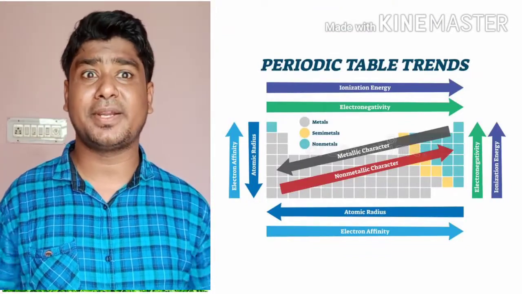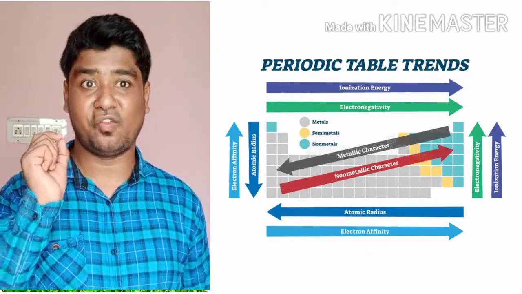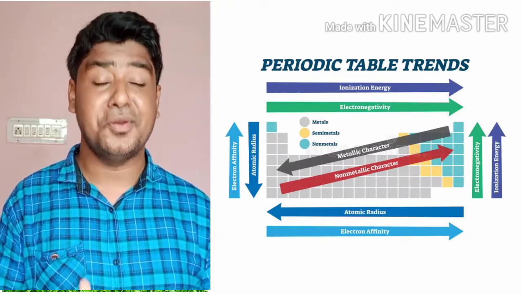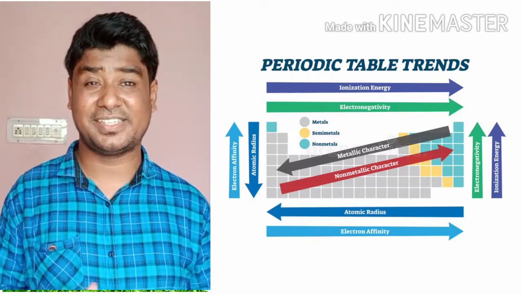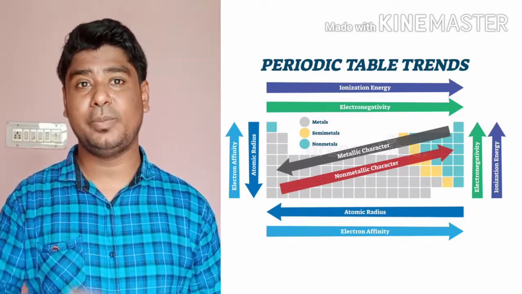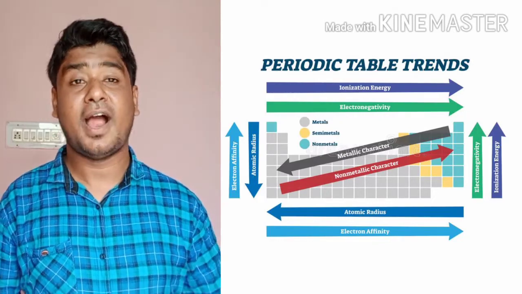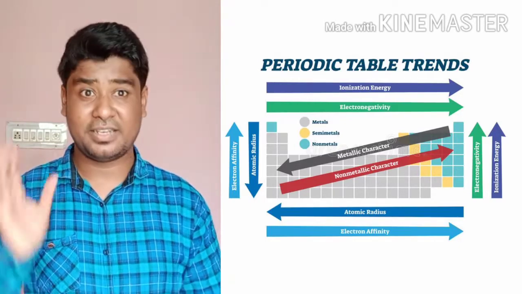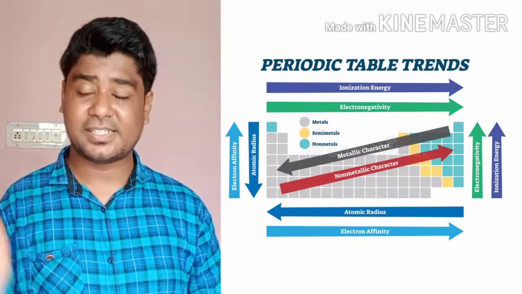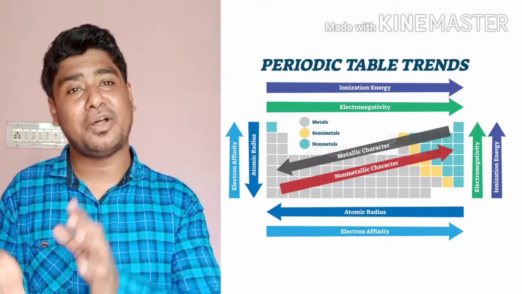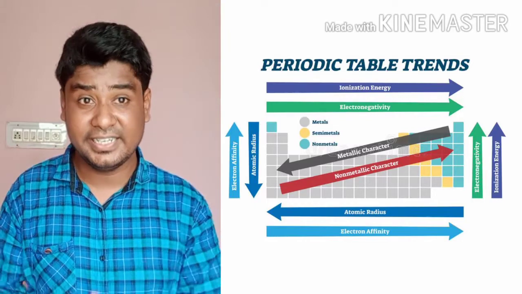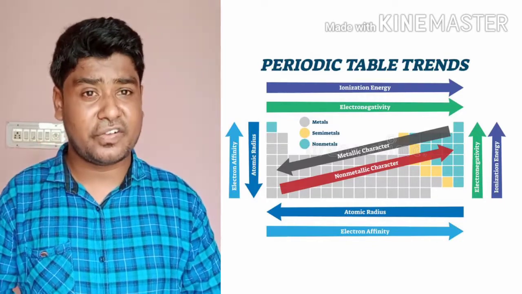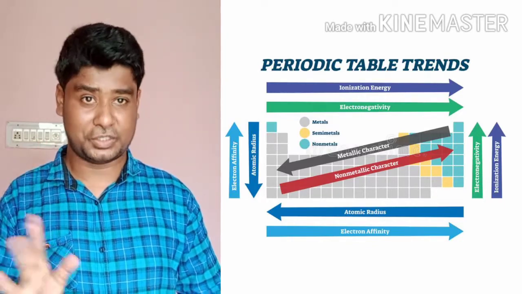The trends you have to remember in the modern periodic table are valency, atomic size, metallic character, non-metallic character. These four itself you will get in the examination. Metallic character can also be termed as electropositivity, and non-metallic character can be termed as electronegativity. So overall that's four: valency, atomic size, metallic character or electropositivity, non-metallic character or electronegativity. That we'll see in detail in the next video. How it varies and what's the reason for that, which are very important questions.